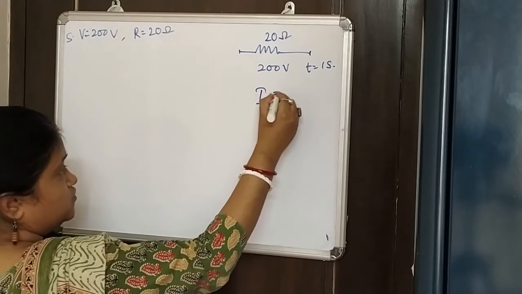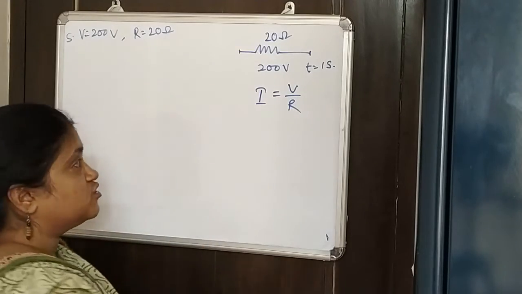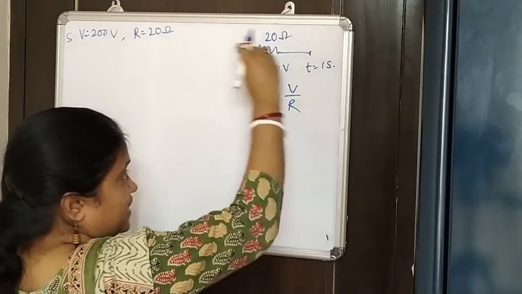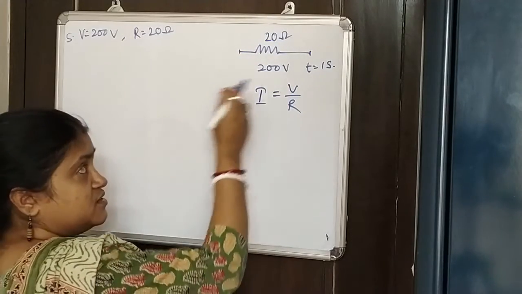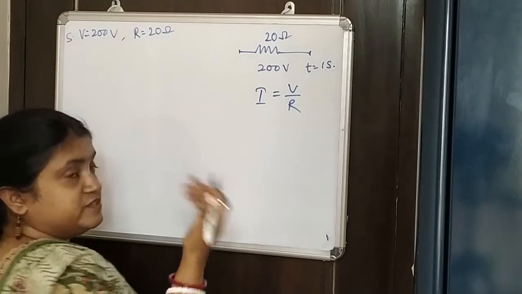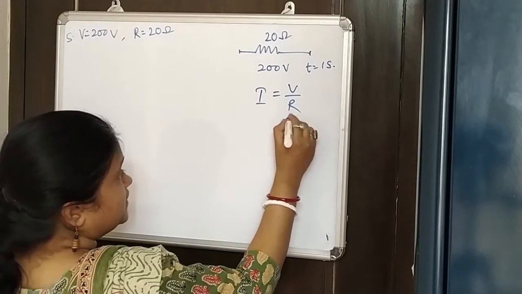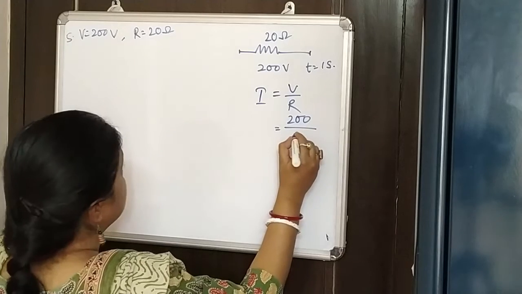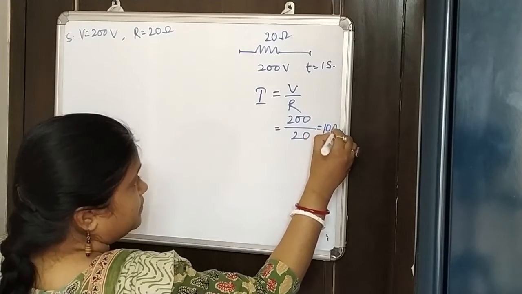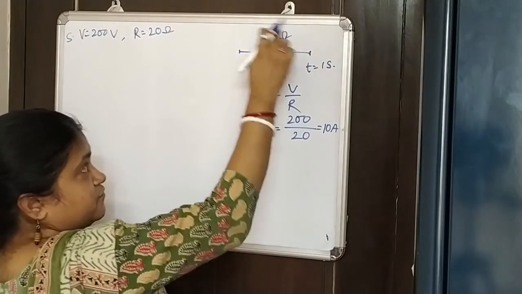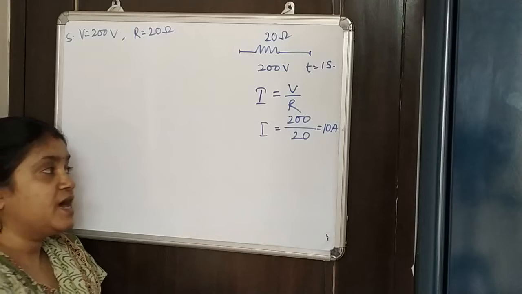I equal to V by R from Ohm's law. As there is a resistance and there is a potential difference, there would be a current flow, which is nothing but the flow of charge. So once I plug in 200 volt by 20, I get 10 ampere. So for this particular setup, there would be a current of 10 ampere.